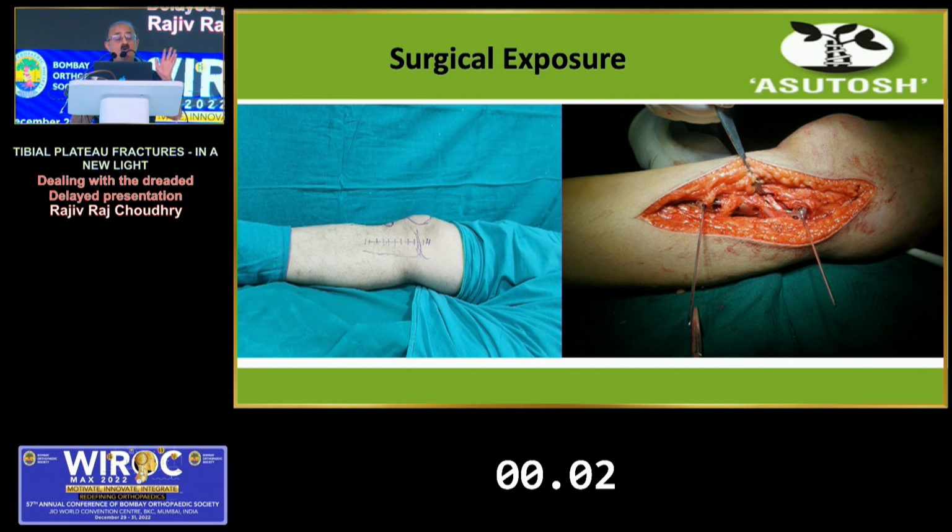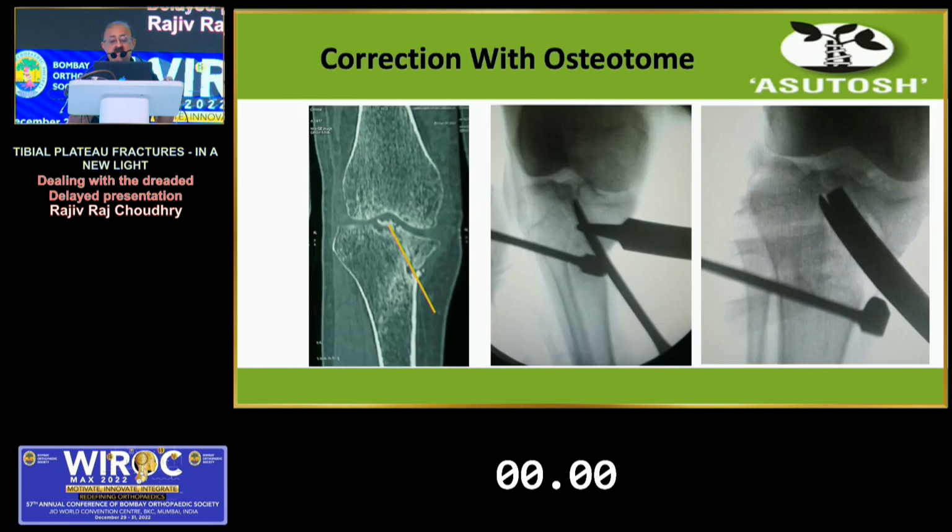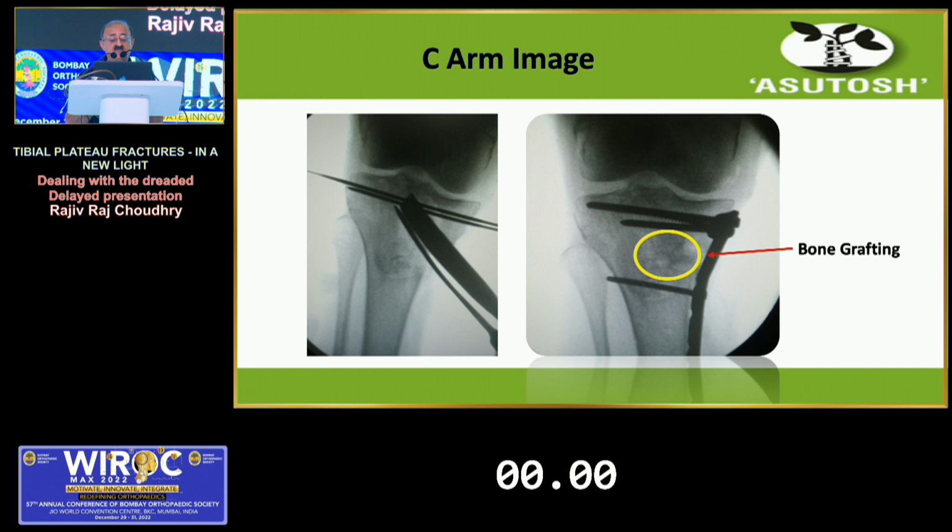I always keep the pes intact, although you can cut the pes and then repair it at the end. Finally, you can see the osteotome going intra-articular. Now, I usually put 2 osteotomes and then keeping 1 below and lifting the whole thing up. Temporarily hold it with the wires, as you can see on your left-hand side, CM image, and finally bone grafting and fixing a plate.